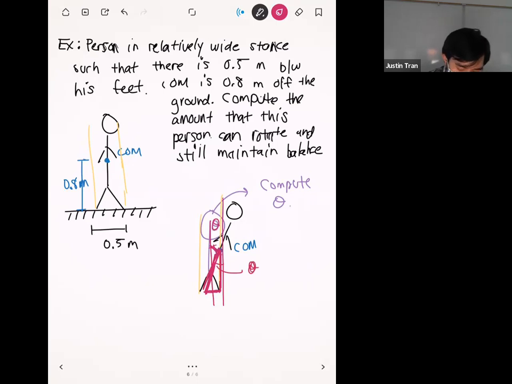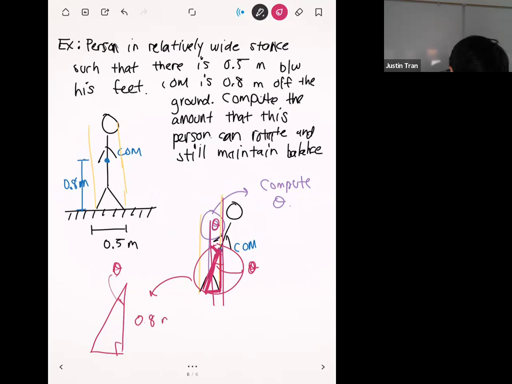Let's take this triangle here and make it a bit bigger. This angle right here is theta. We're going to assume that as this person is rotating, his center of mass stays the same height off the ground. And so the height of this triangle here is 0.8 meters.